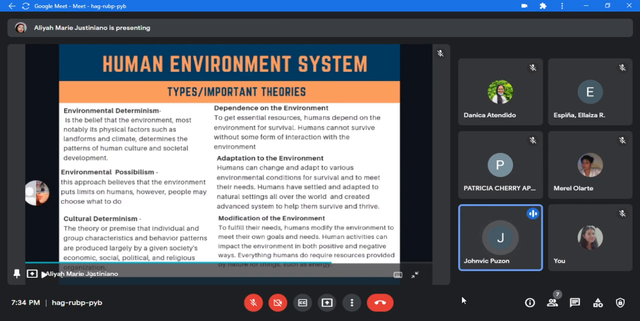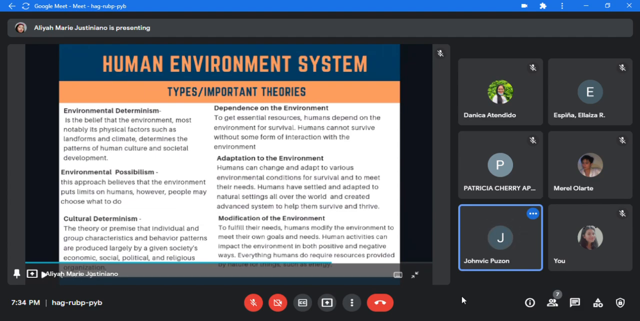Cultural determinism. The theory's premise is that individual group characteristics and behavior patterns are produced largely by a given society's economic, social, political, and religious organization. Dependence on the environment. To get essential resources, humans depend on the environment for survival. Humans cannot survive without some form of interaction with nature.